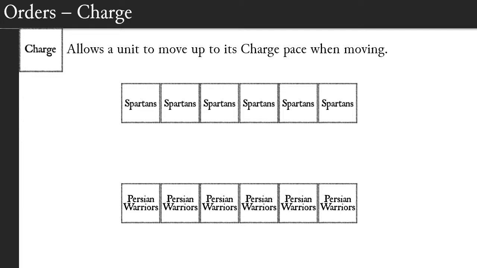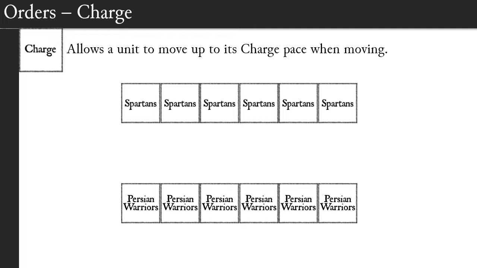Now, the important thing to remember with the charge order is that the unit is spending almost its entire turn just moving. So it doesn't have time to cast missile weapons. You can't issue a unit charge orders and use your bows or slings or anything like that. All they can do is move. And if they do engage in hand combat, then they are allowed to attack in hand combat.